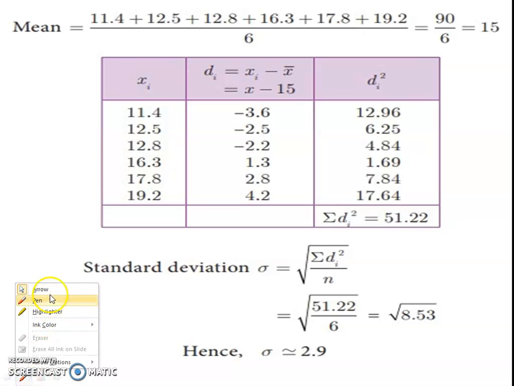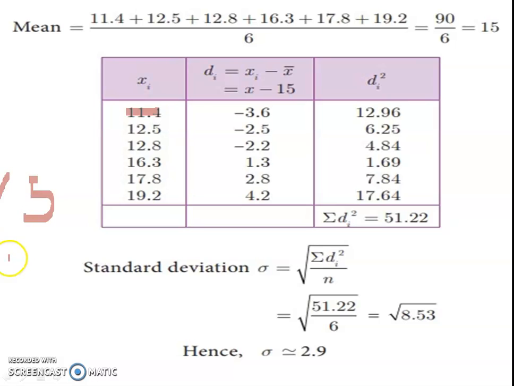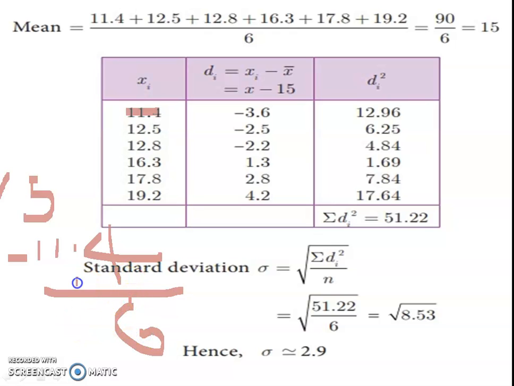I use the highlighter. Suppose it is 15 minus 11.4. So obviously, it is what? 4 and 6 are 10, here 3. The final answer is 3.6. This way we find minus 3.6.